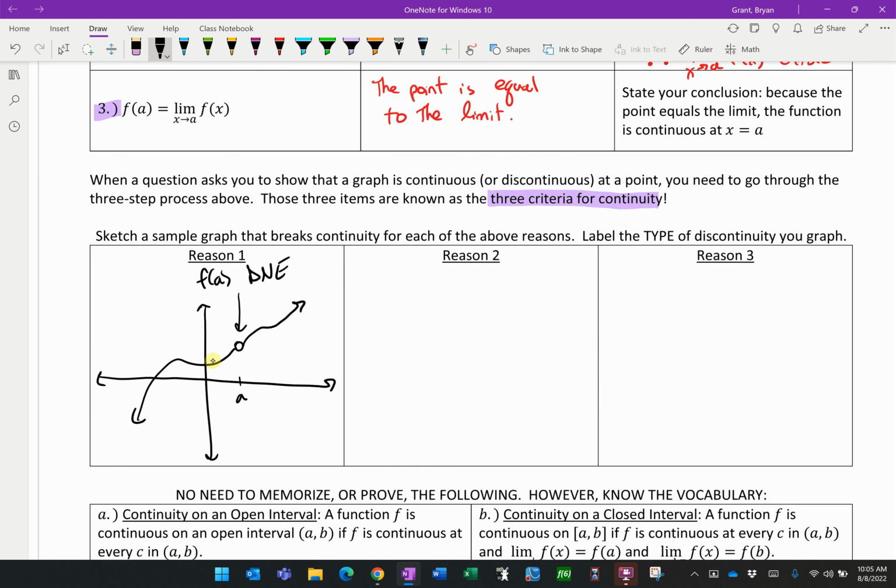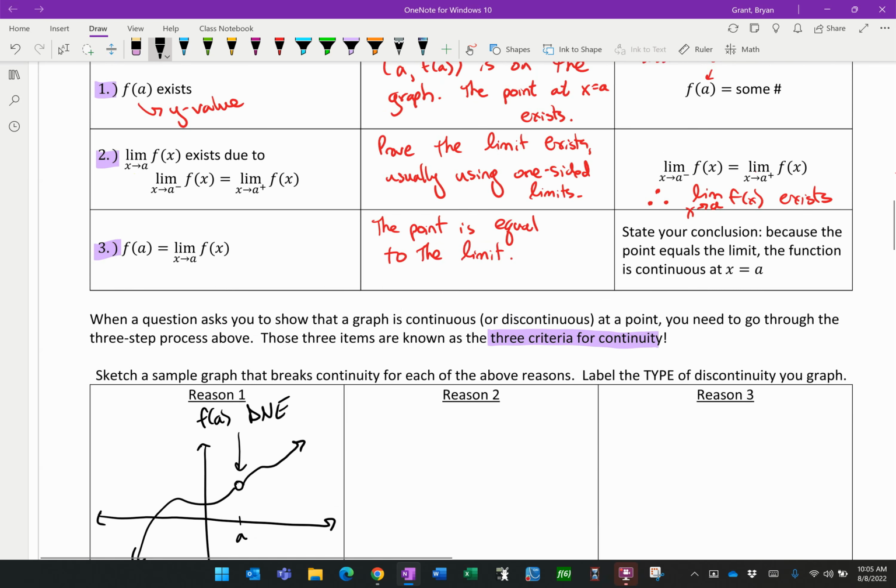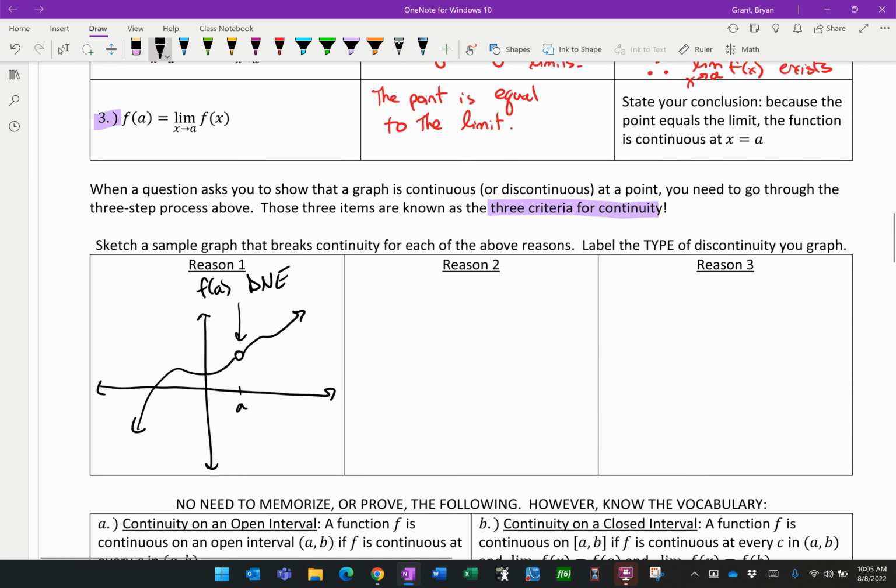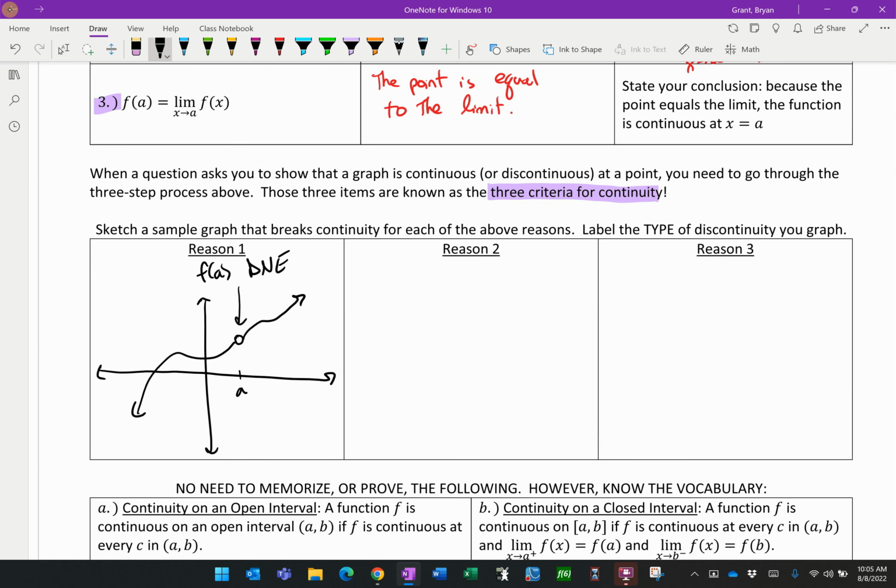And again, visually you can see you have to pick up your pencil, but that is not mathematically rigorous enough for the AP exam. You can't say, oh, you have to pick up your pencil, it's not continuous. You have to reference one of these 3. All right, reason number 2. Well, let's tackle reason number 1 first and make sure that that's okay.